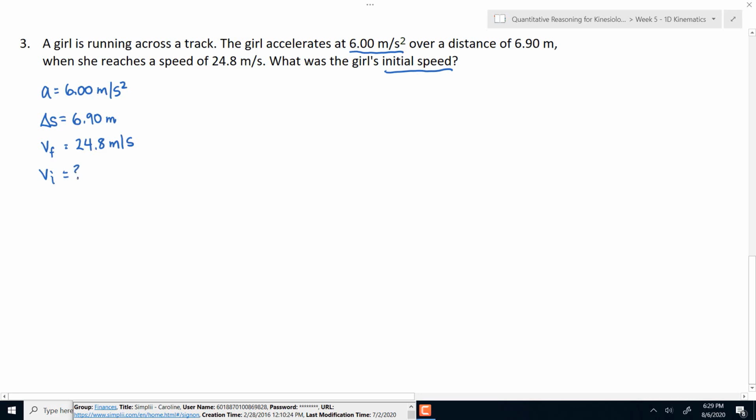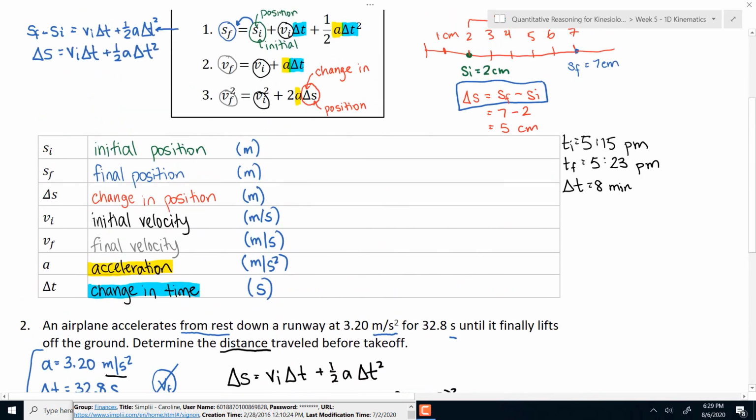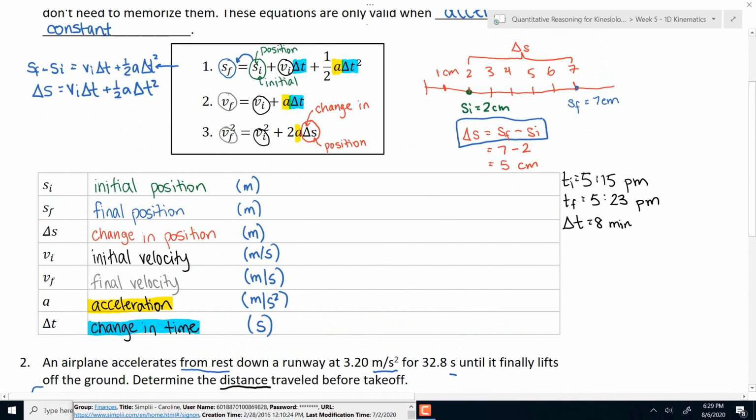So when you think of the kinematic equations, what is the one variable that is not listed here at all? We don't know it, and we don't care to know it. It's not asking us for it. It would be time, delta T. Change in time. That's the variable that we don't know and we don't want to know. So let's take a look at our 3 kinematic equations and look for the one that doesn't include time. Okay, so equations 1 and 2 both have time in there, but equation 3 doesn't. So that's the equation we're going to use.